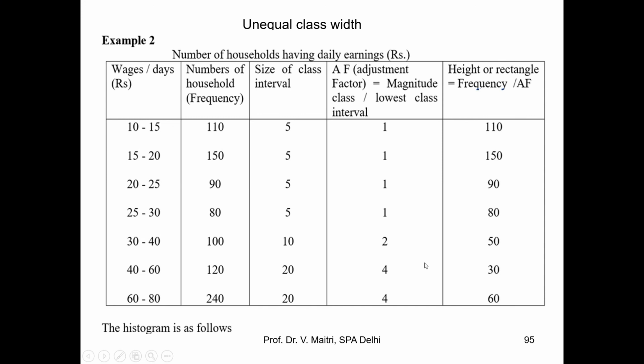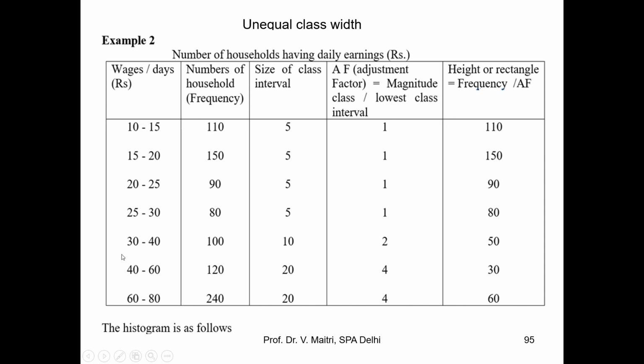So the frequency is given, and the size of the class interval is there. First of all we have to create an adjustment factor. This adjustment factor is equal to the magnitude of the class divided by the lowest class interval. Magnitude is the frequency, divided by the class interval. So the height of a rectangle is 110 by 1, 110; 150 by 1, 150; 90 by 1, 90; 80 by 1, 80; 100 by 2, 50; 120 by 4, 30; 240 by 4, 60. So this is the height of the rectangles.